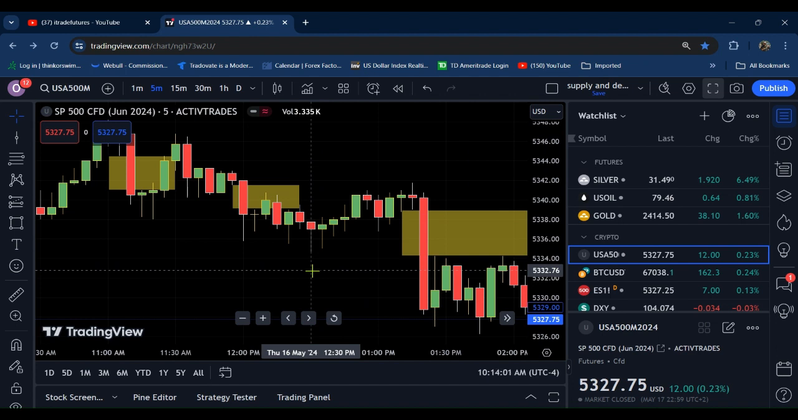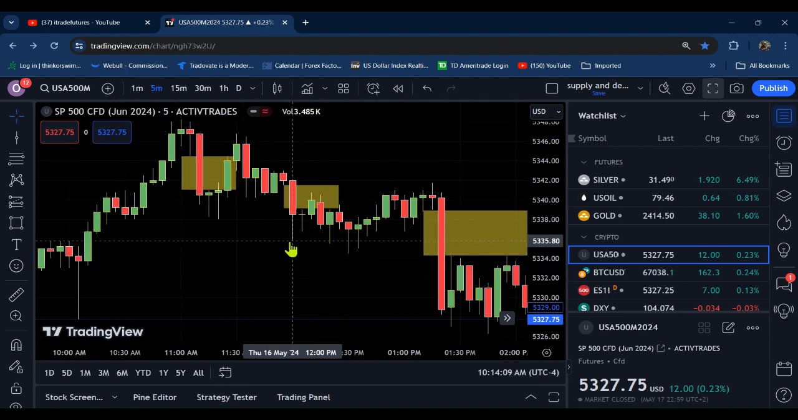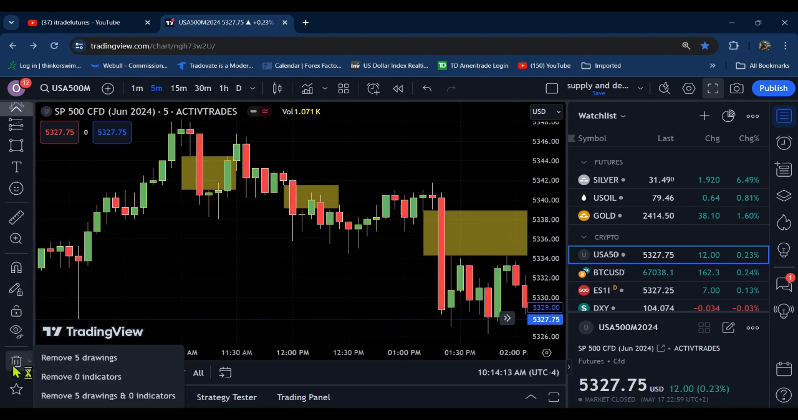And that's how you write your own paycheck with the futures market. Pretty simple. If you go through your charts, identifying those things, you can definitely find them. Let's remove these drawings and let's see if we can find another one.